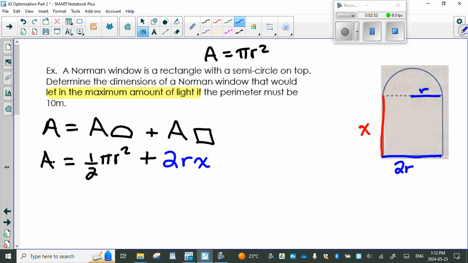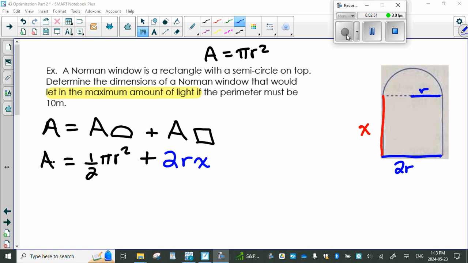Right, it doesn't matter. Okay, so just a sec, I'm going to pause this. No, actually, you explain to yourself at home why this 2RX is the area of the rectangular part. And then I'll just pause. Okay, welcome back.